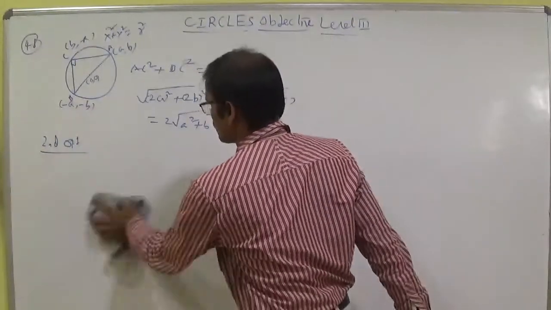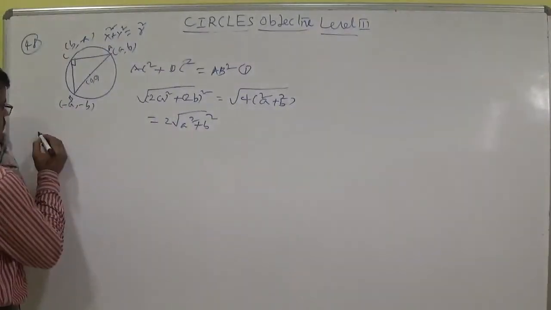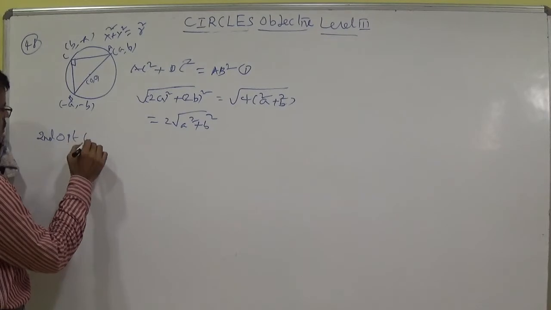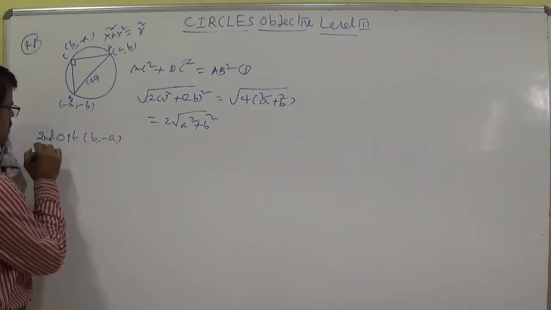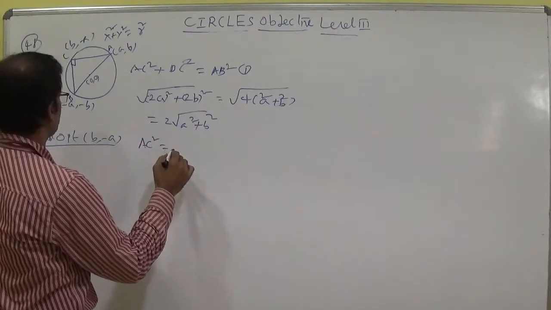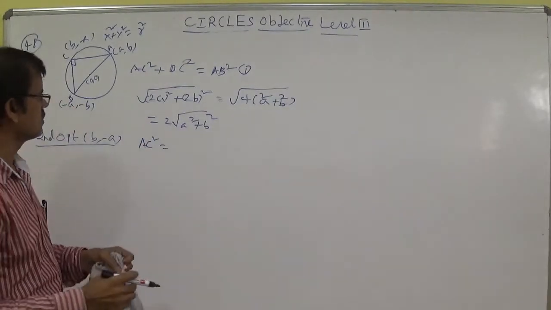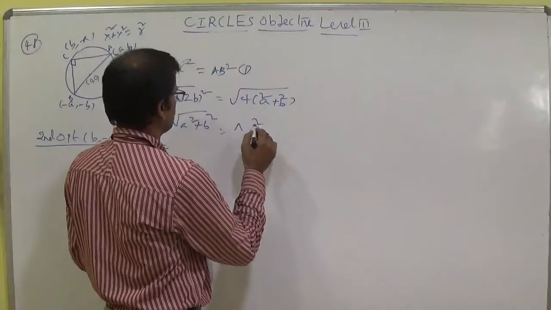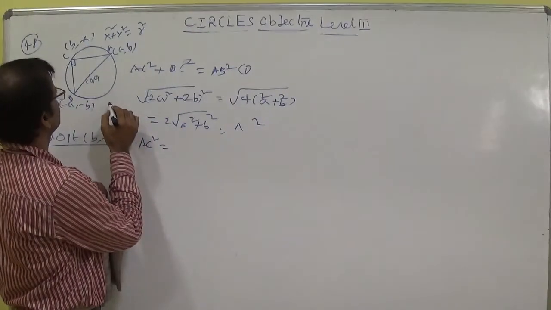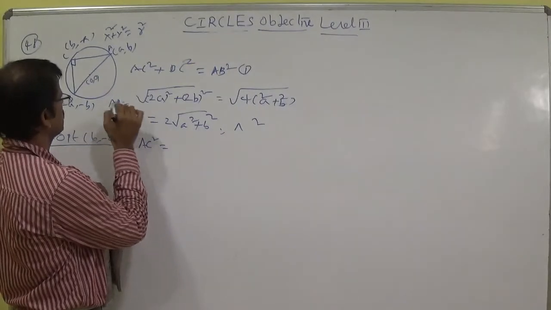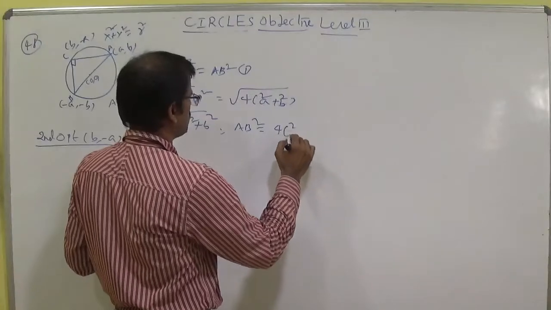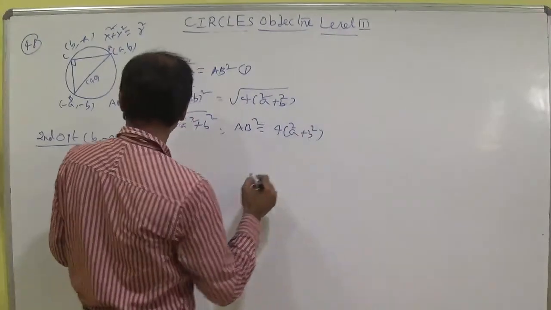Let us verify the second option once again. Second option, B comma minus A. AC square. Students, I did not write here. AC square we can write. Here AB square. Let us discuss about 2A plus 2. This is AB. Now AB square you write. AB square means 4 into A square plus B square.